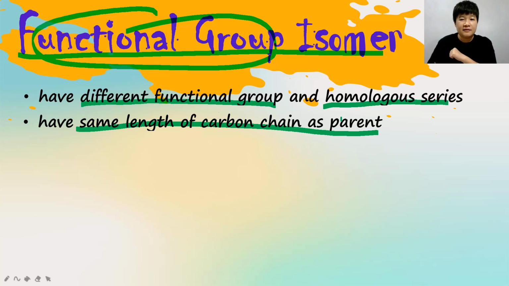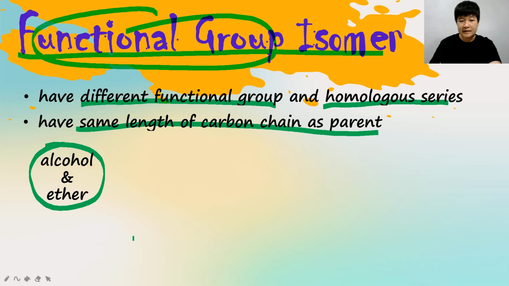Always remember that. We have 4 different groups for functional group isomer. The first group is your alcohol and ether. Why are alcohol and ether a pair of functional group isomers? Because they share the same general formula. The general formula of alcohol and ether is CnH2n+2O. That is the general formula of alcohol and ether.